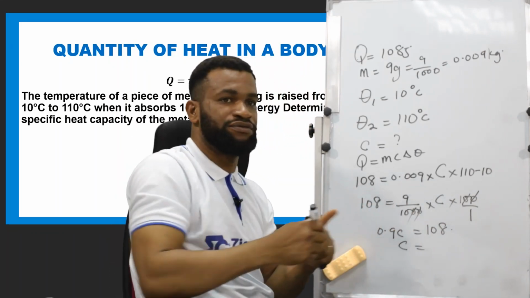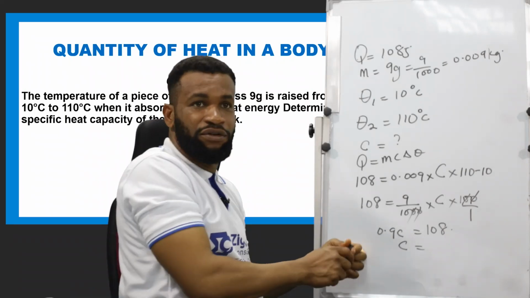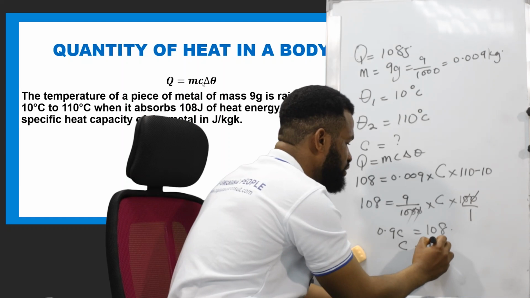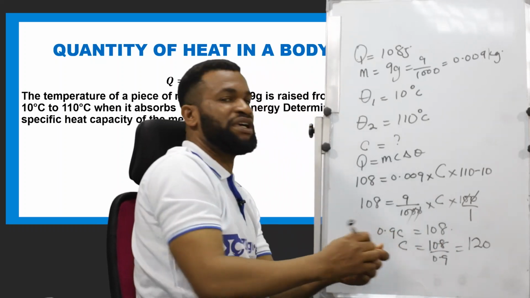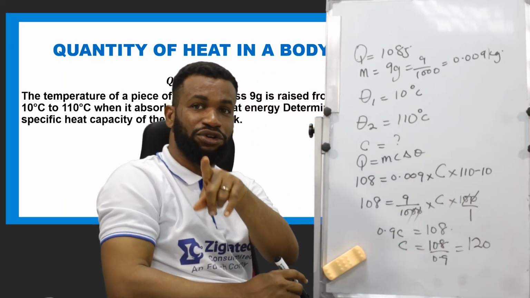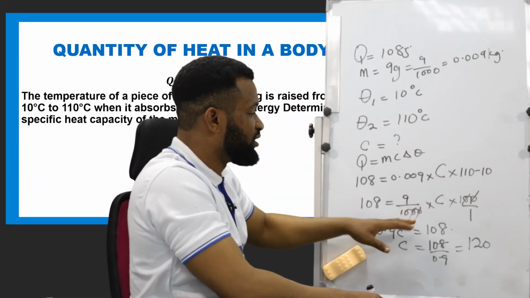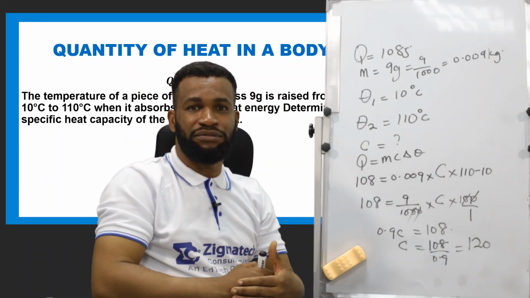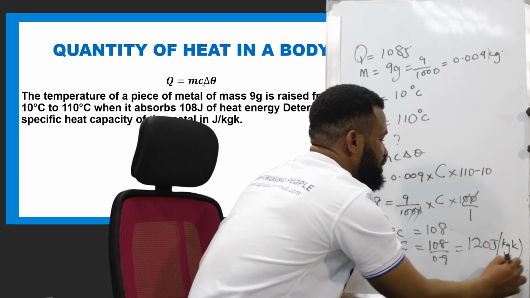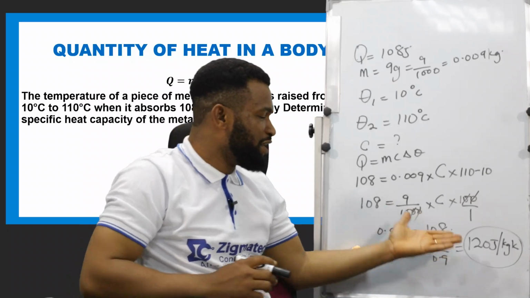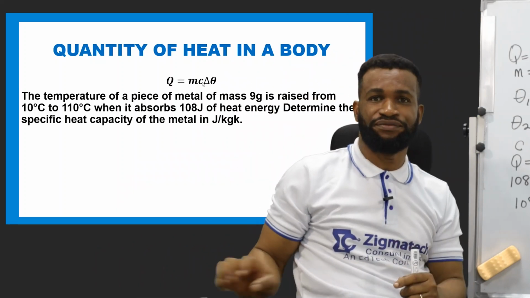C is equal to 108 divided by 0.9, which is 120. Remember that you need the unit. It said joule per kilogram per Kelvin, and that is taken care of when I divided this by 1,000, to bring it back to kilogram. And that is why we have this. It's going to be joule per kilogram and Kelvin. And this is the value of the nature of the metal used in this question.